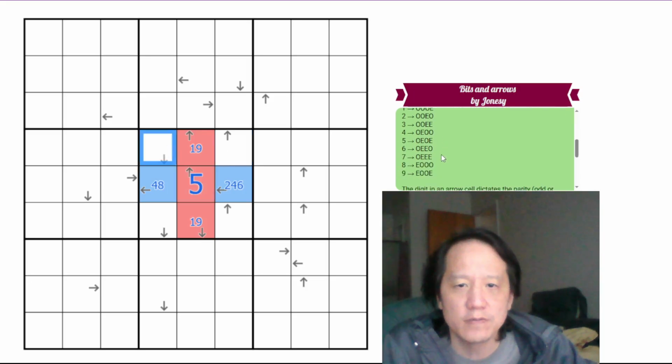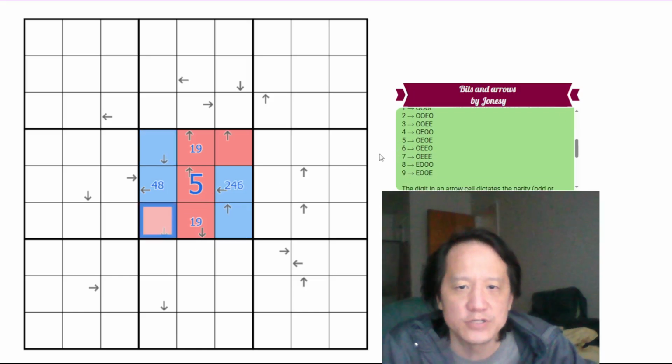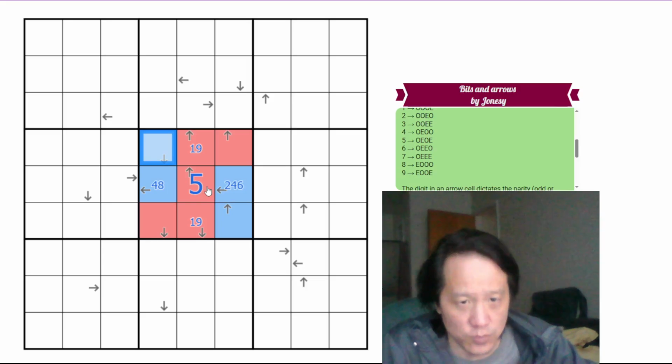So 1 and 9 would be odd, even. 9 would be even, odd, even. So this is odd then no matter what. So is this, which gives us all the odds and evens. I think it also has to be all evens here, right? Odd, even, odd, even, or even, odd, even. Yep. So that does work.